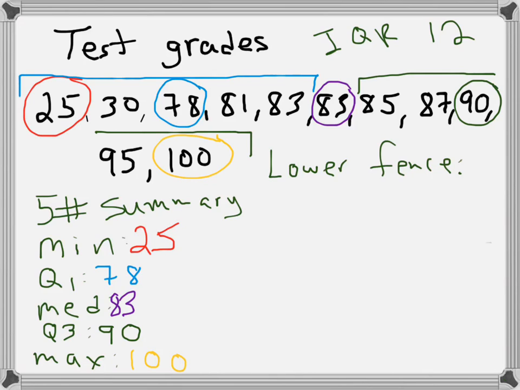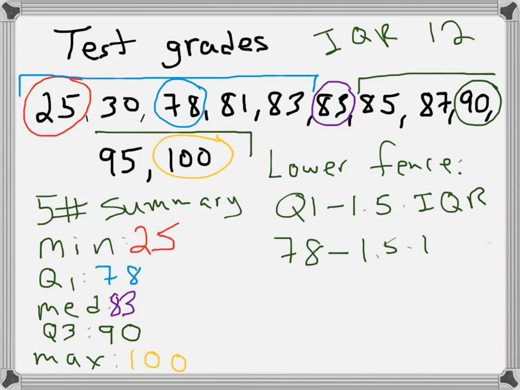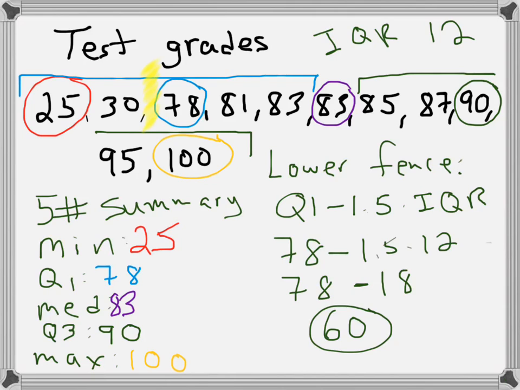So our lower fence is calculated by Q1 minus 1.5 times the IQR. So our lower fence is 78 minus 1.5 times 12, which is 78 minus 18, which is 60. So in my data, I'm going to highlight that barrier. So that is the lower fence at 60.